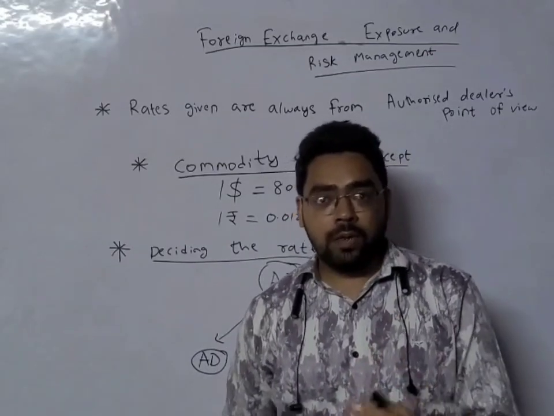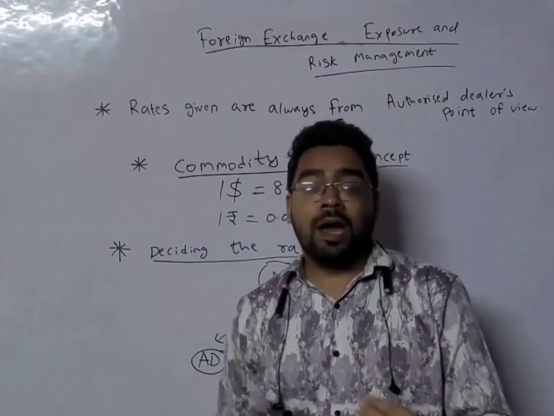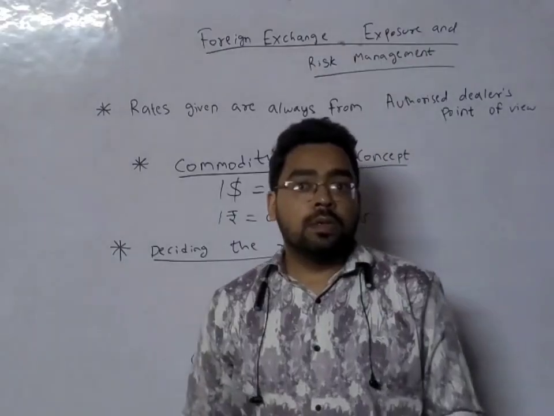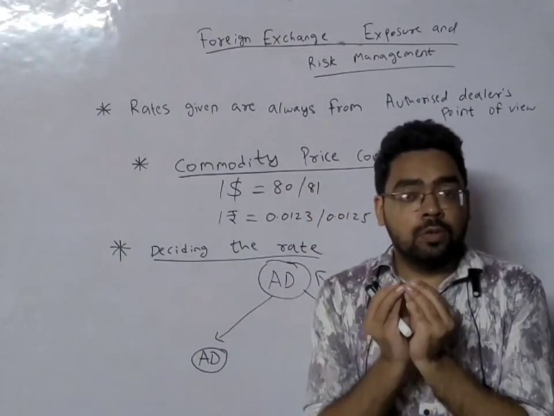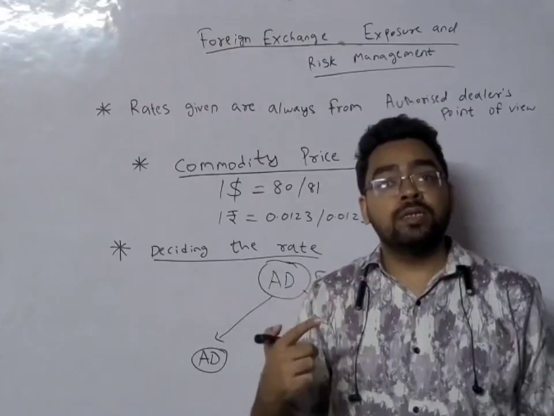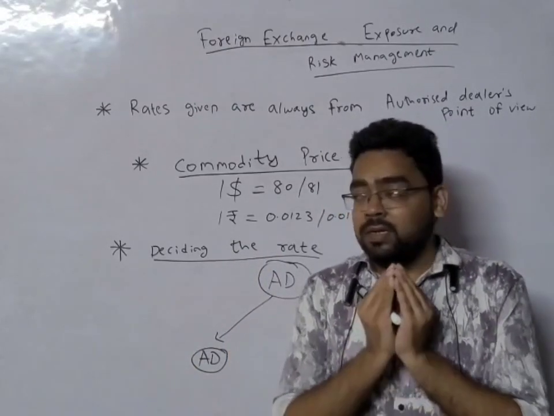Okay, let's move ahead. The next thing we need to know is the rates which are given are always from point of view of authorized dealer. Okay, there will be two rates given. One will be authorized dealer's buying rate and the other will be authorized dealer's selling rate. Okay, let's now understand this.